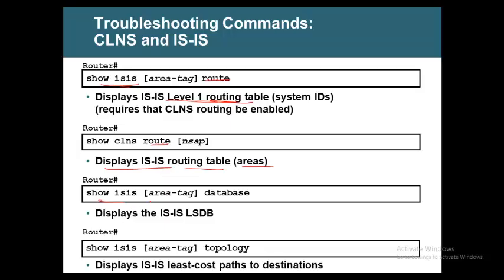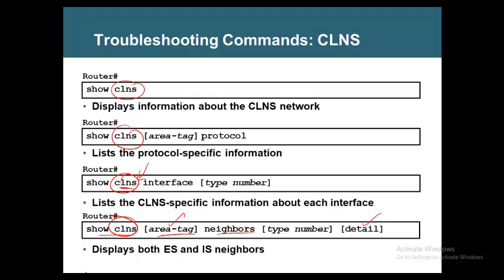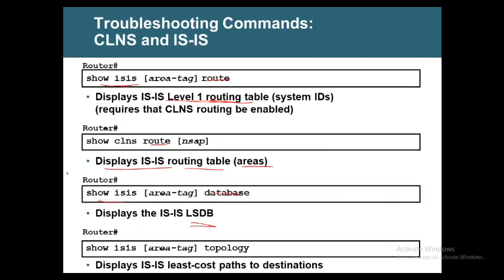See, if you notice here, none of the commands has got IP in it. In EIGRP and OSPF, all commands will have IP, like show IP OSPF neighbor, show IP OSPF interface brief, show IP OSPF database. But that IP is missing because OSPF is an IP layer protocol, a network layer protocol. EIGRP is also a network layer protocol. But ISIS is a data link protocol. So no IP, the word IP. Simply show ISIS, show CLNS, show ISIS topology.